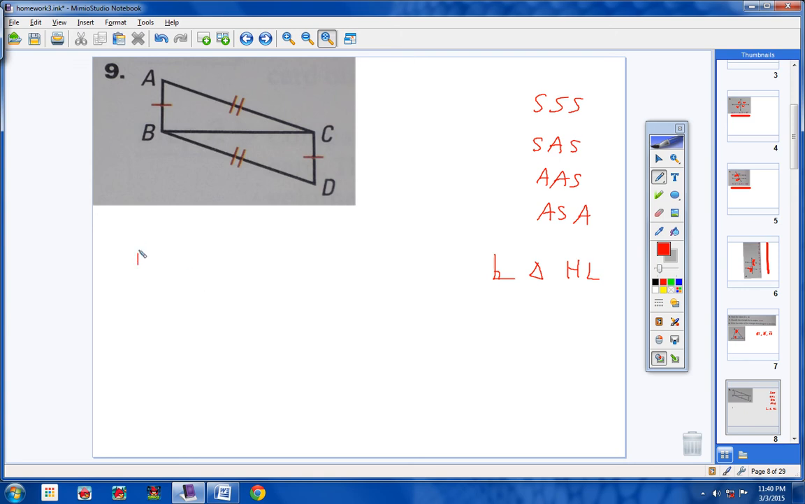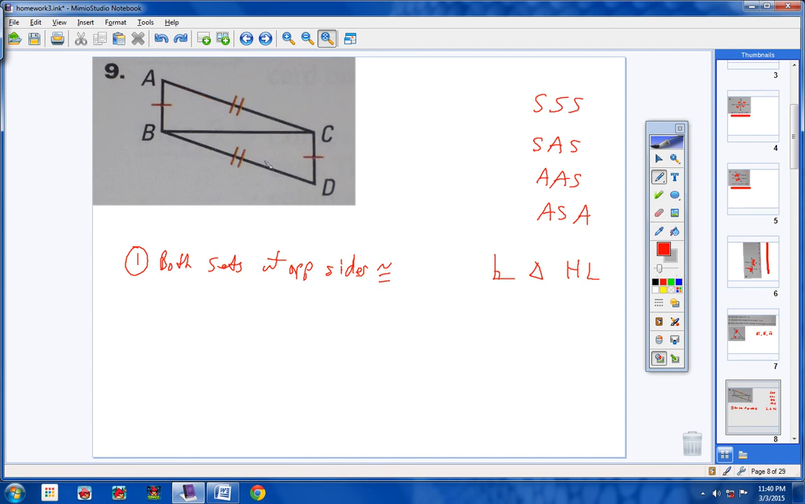And one of the ways that we learned, guys, and you should know this, is if both sets of opposite sides are congruent. We learned that, okay? Well, is this side congruent to this side? Yes, they're marked. Is this side congruent to this side? Yes, they're marked. So I have both sets of opposite sides congruent, which means I have a parallelogram, okay?